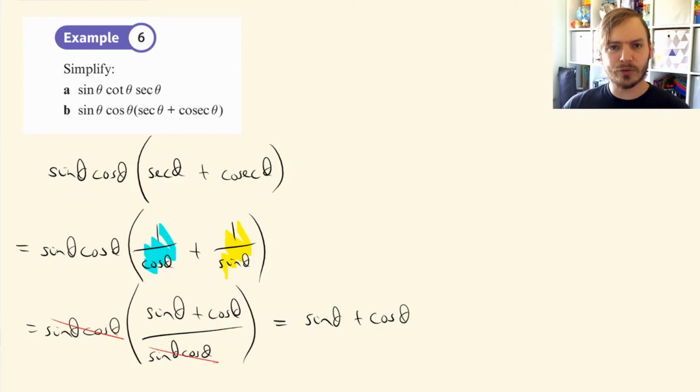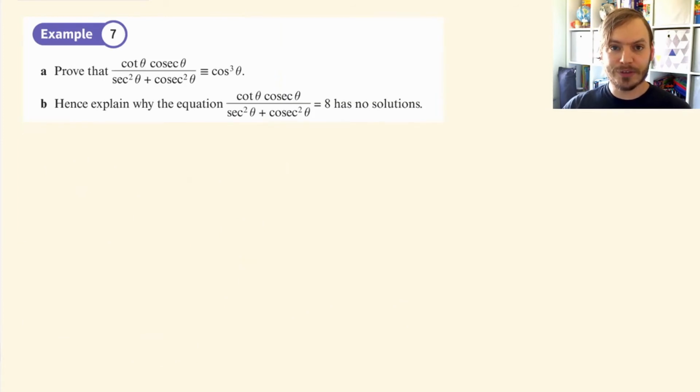Simplify is usually not too bad. The goal is always to rewrite in familiar terms and then get rid of fractions and tidy up and eliminate terms wherever you can. Example 7 is a prove question dealing with identities. So if you remember when we looked at these, we have a left-hand side and a right-hand side, and we always leave one of them alone. We ignore one of them and we only manipulate the other.